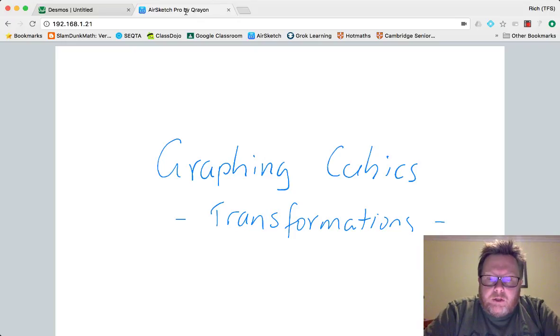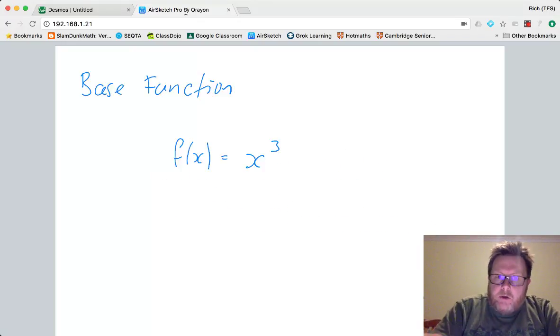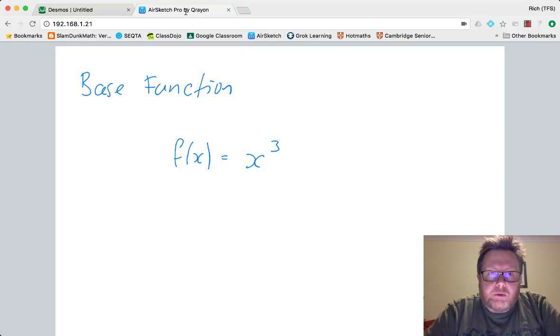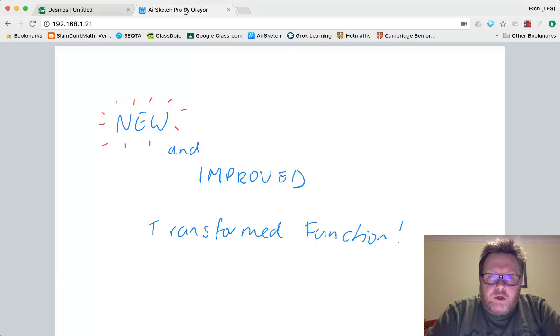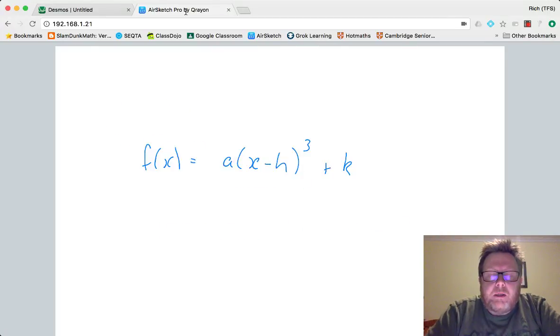Let's have a look at transformations. So, base function, we just saw it. Here's the new and improved transformed function. Now I say it's an improved function. Okay, it's a new function. Let's put it like that. Let's have a look at it. Looks familiar? I hope it does. It should look very similar to your turning point form in quadratics, except we've got this big old cube here, and that cube makes a difference, obviously, to what the graph is going to look like.